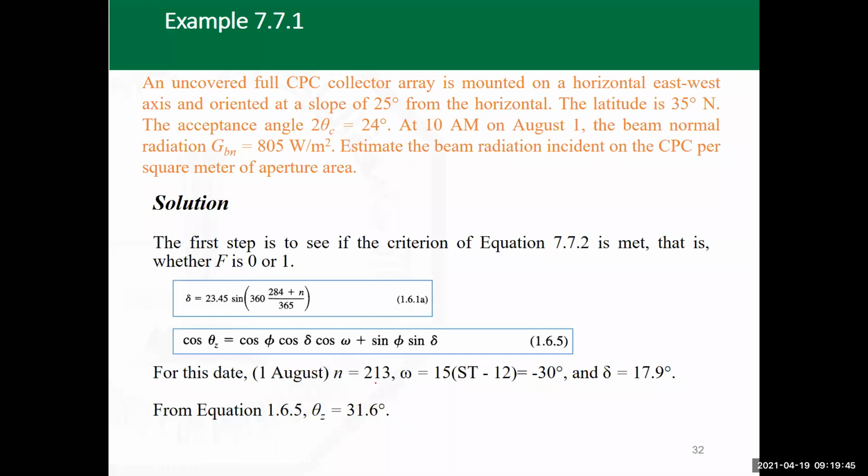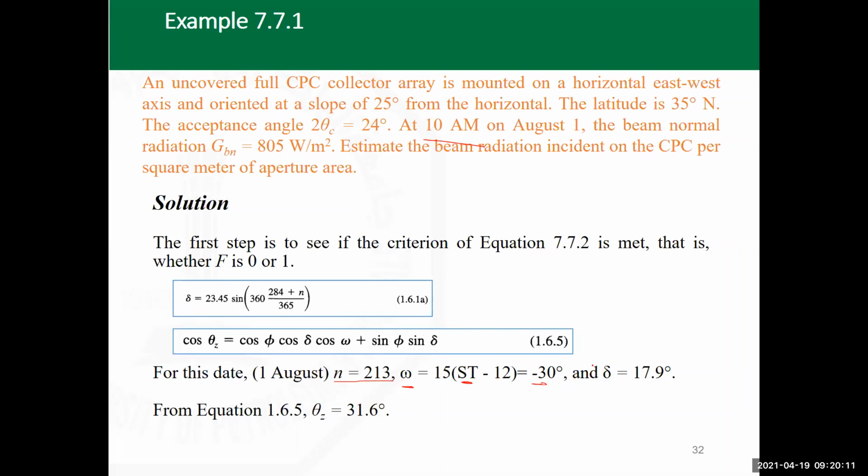So we are talking about the 1st of August, so the day number n is 213, from table A16 in chapter 1. Omega, the hour angle, is 15 times the solar time minus 12. We are talking about 10 a.m. solar time, so 10 minus 12 is minus 2, times 15 is minus 30.